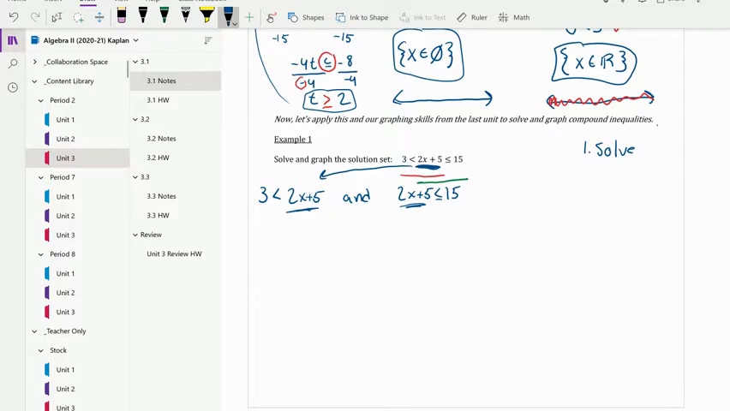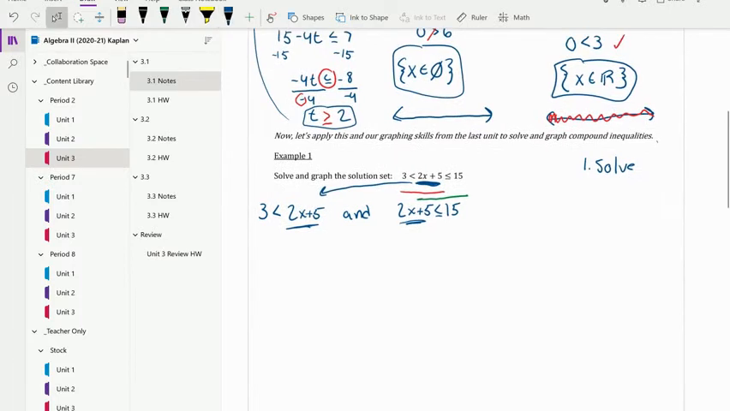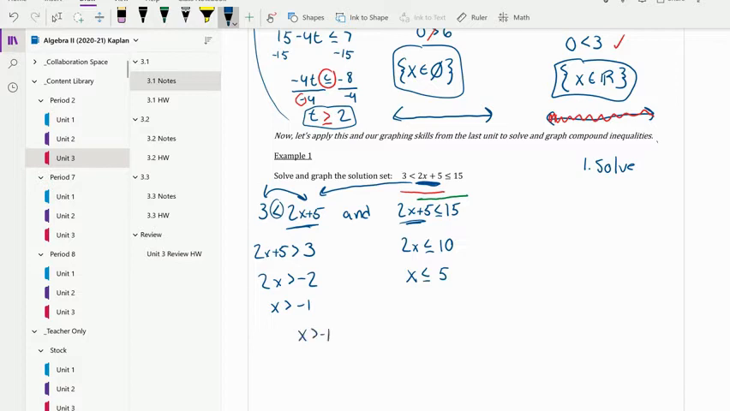So I'm going to start by flip-flopping this, because again, I like to keep my variables on the left-hand side here. So this is going to become 2x plus 5. And again, remember, when you flip-flop sides of your inequality, you also flip-flop your sign. So it's greater than 3. Subtract the 5, so 2x is going to be greater than negative 2, and divide by 2, x is greater than negative 1. Now let's solve the other one. Subtract the 5, we get 2x is less than or equal to 10. Divide by 2, and we get x is less than or equal to 5. So what we have here is x is greater than negative 1, and remember, these types of inequalities are and statements, x is less than or equal to 5.